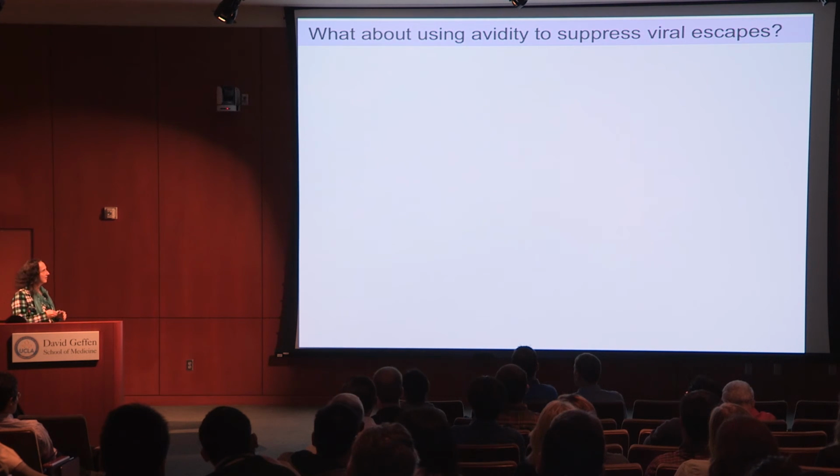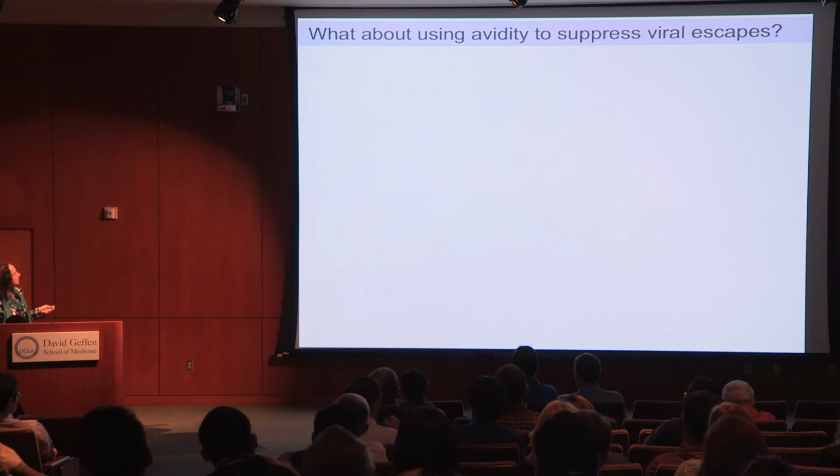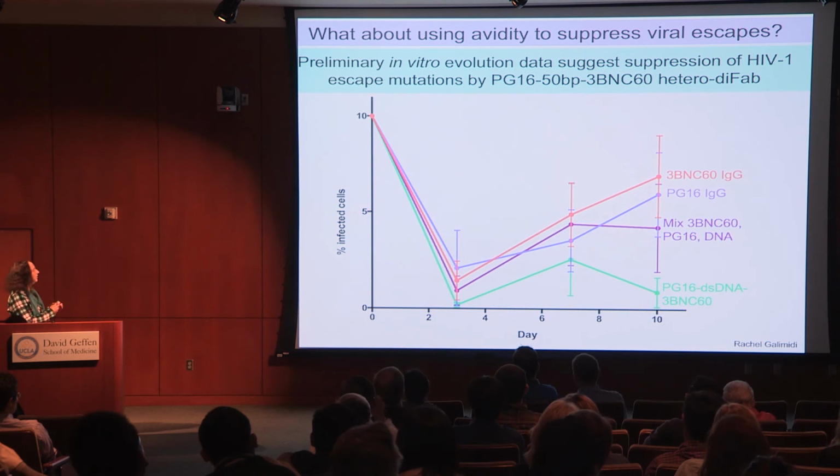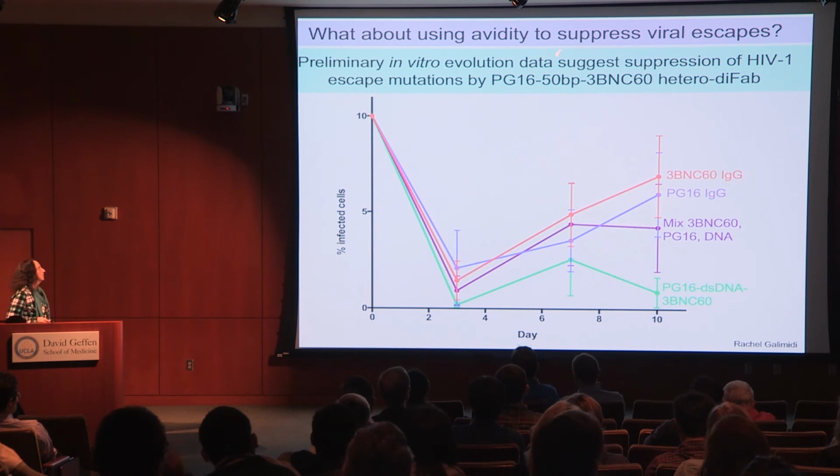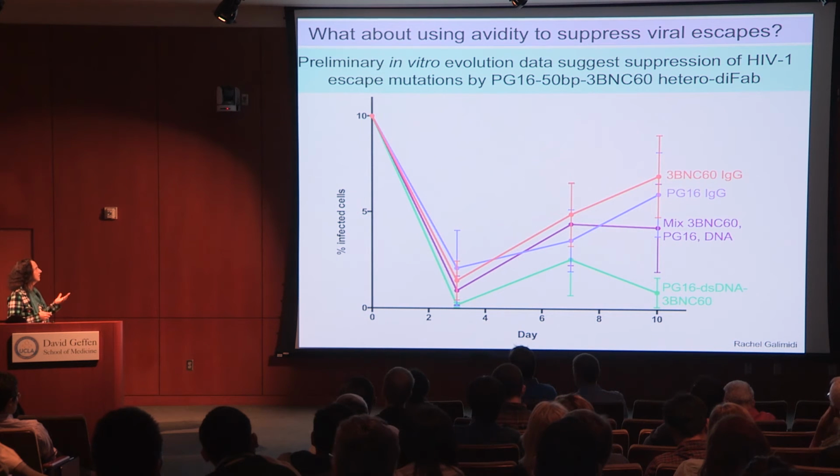And I think this could be done through avidity. And this gives you an idea of preliminary data that suggests this might actually work. So what Rachel did was in vitro evolution studies, where you take cells and infect them with HIV carrying a fluorescent protein reporter, and then you have a certain number of infected cells in your population.